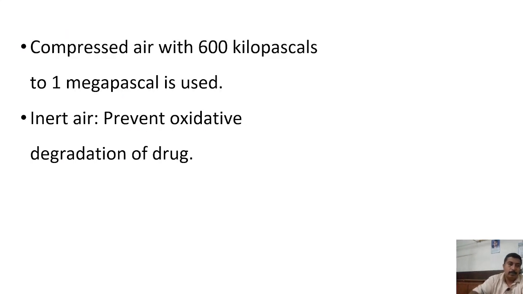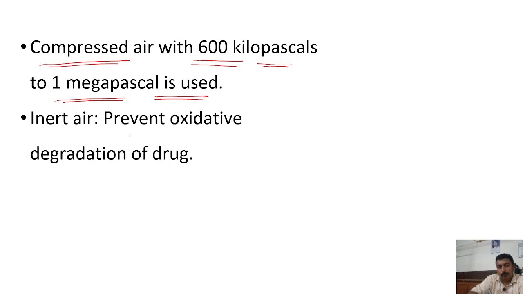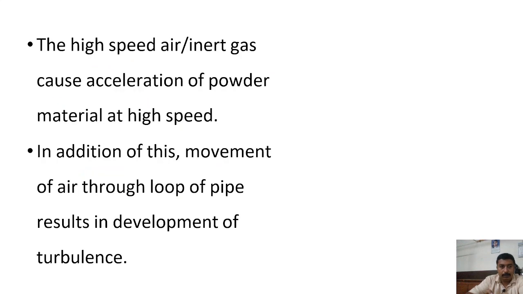So what will happen? As we discussed earlier, this is compressed air. So how much is the pressure? 600 kilopascal, too much high pressure, to 1 megapascal pressure of compressed air. So air is compressed at this pressure. Inert air is used as we discussed earlier. It prevents the oxidative degradation of a drug, because air is in direct contact with the drug, so chances of oxidation are more. So to prevent the oxidation, we require inert air, non-reactive air.